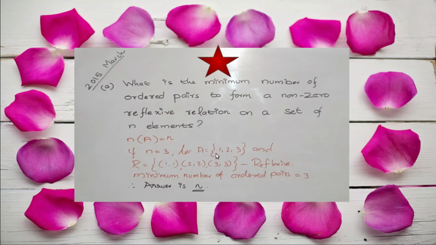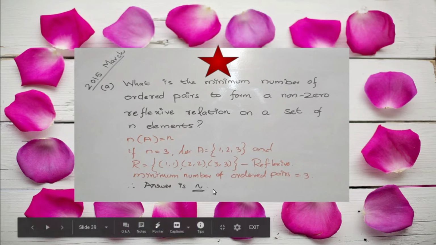So when n is 4, the minimum number required is 4. So when the number of elements in A is n, the answer is n.